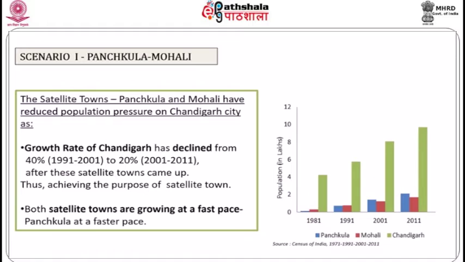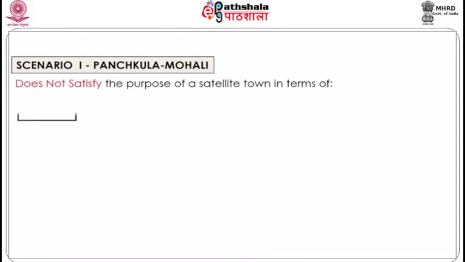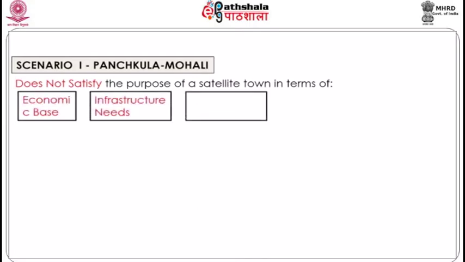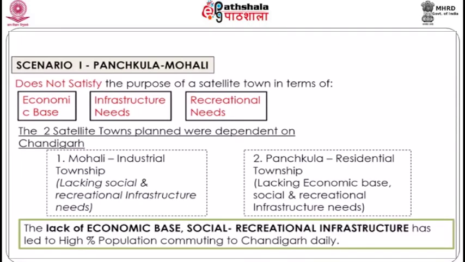As I had explained earlier, the satellite towns ideally should provide for residential needs, then employment opportunities, services and facilities. However, we see that in case of Panchkula and Mohali, they do not satisfy the purpose of a satellite town in terms of economic base, infrastructural needs and recreational needs. Mohali, which is an industrial township, lacked social and recreational infrastructure, whereas Panchkula, the residential township, lacked economic functions, economic opportunities, and social and recreational infrastructure.